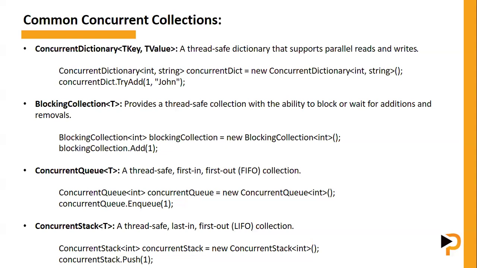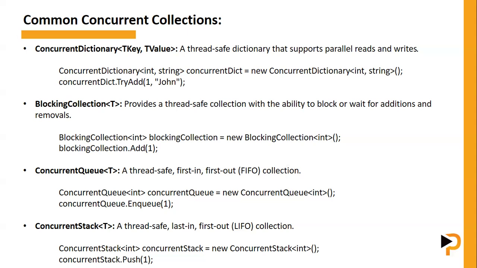Now concurrent collections. Concurrent collections are nothing but thread safe collections. We have a concurrent dictionary, a blocking collection, a concurrent queue and a concurrent stack. Concurrent queue and concurrent stack are nothing but thread safe versions of queue and stack. Concurrent dictionary is nothing but a thread safe version of our dictionary, a thread safe dictionary that supports parallel reads and writes.